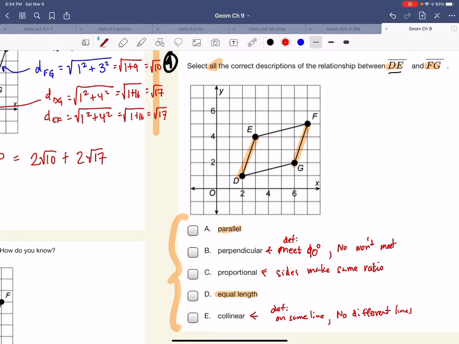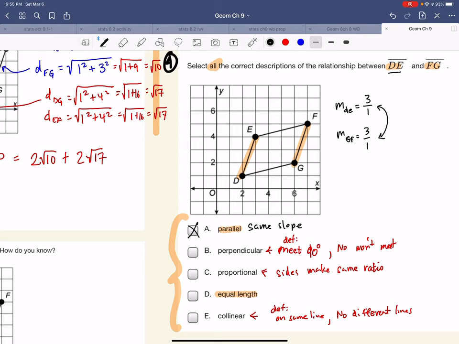So let's investigate a little bit deeper about, are they parallel? Well, to find out if they're parallel, we have to find the slope of DE. So let's do that. I rise 3, I run 1. So rise over run. Now let's find the slope of GF. So I rise 3, run 1. All right. So they do have the same slope. So parallel means same slope. And yes, they have the same slope. So I'm going to pick that one.